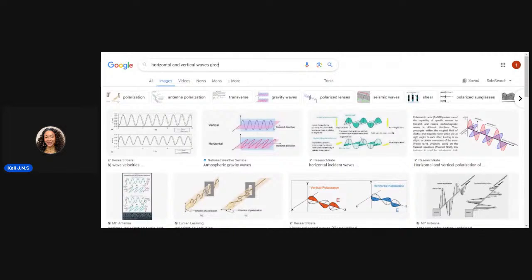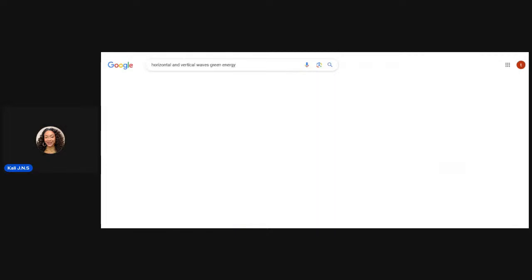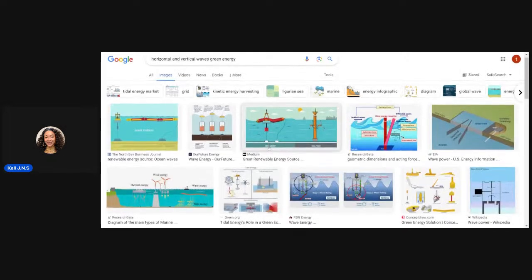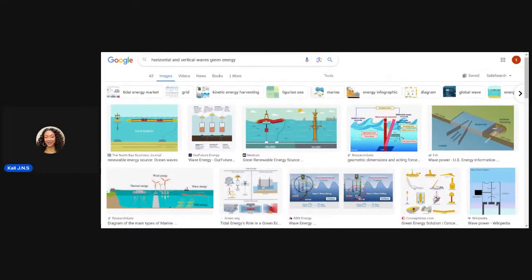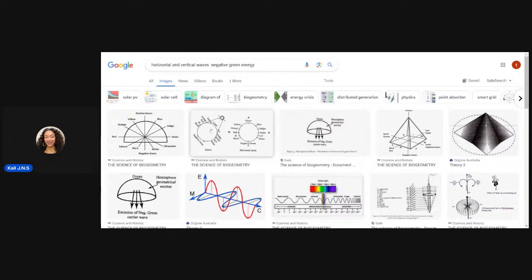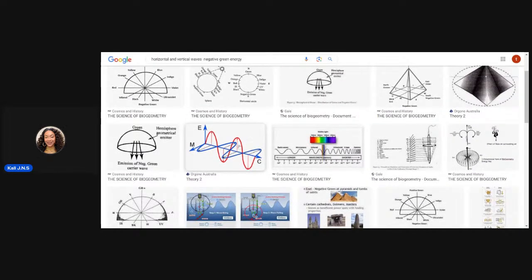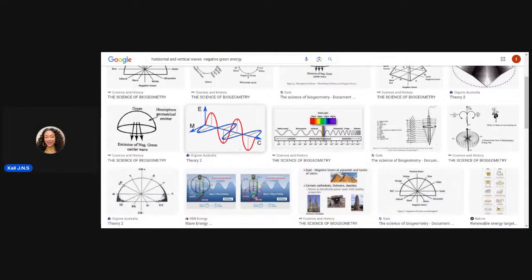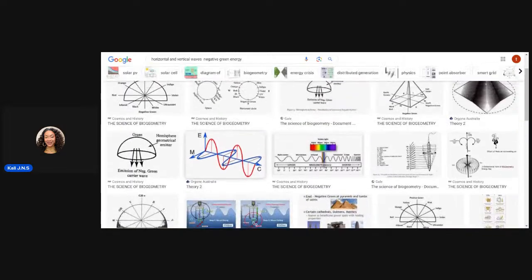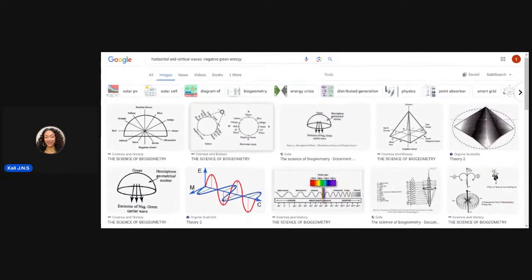Let's type in green energy and then it should pop up. Negative green energy. We're going to explain why that relates to the human body and what it does to the human body. We're going to get into all of that. I just want to at least get you the basics so you can at least understand.